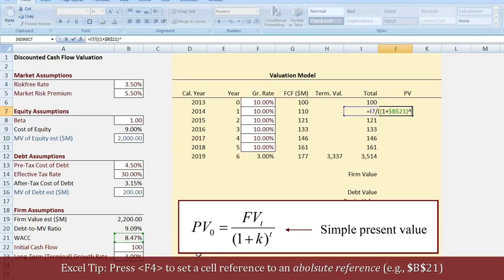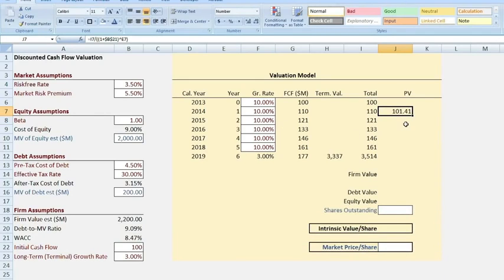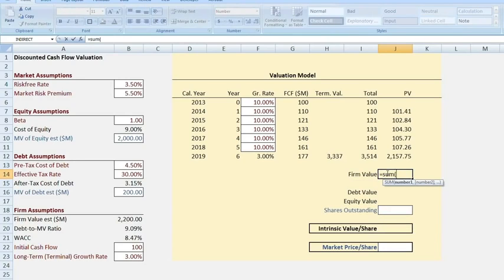The other thing I'll do is add an exponent to this so that each year, as we go to year 2, year 3, and so on, we're applying the appropriate discount factor. So we see the present value of that year 1 cash flow is $101.41 million. We'll copy that down to year 2, year 3, 4, 5, and 6. To get the total firm value, we'll just sum up the present value of each year's cash flow. This gives us a firm value of approximately $2.7 billion.